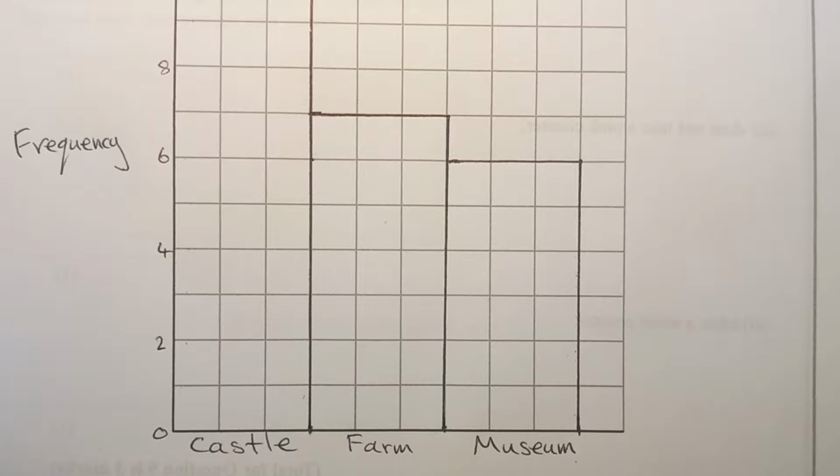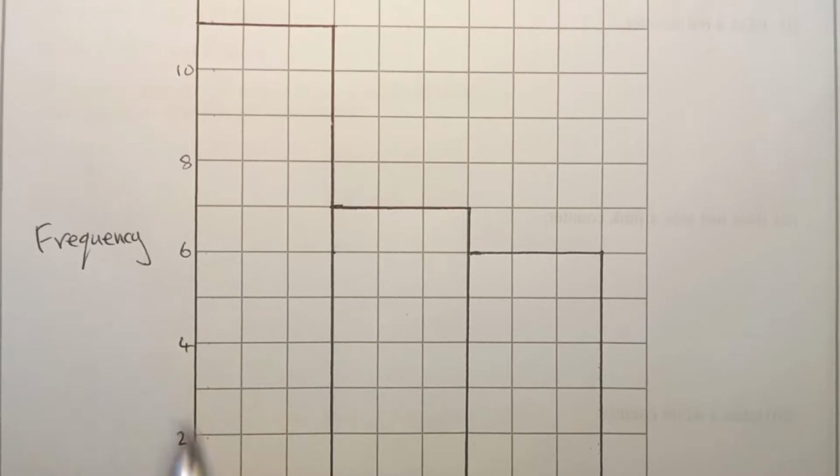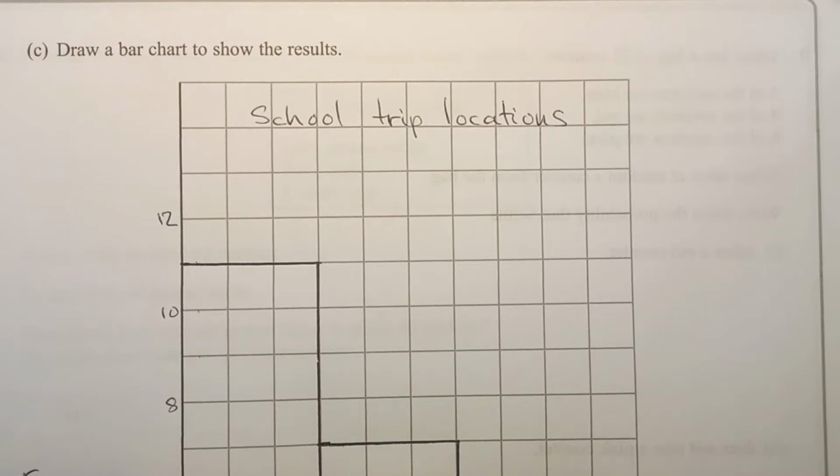There you go. So we've got our values plotted. We've got our labels on both axes. We've got a title. And that's everything we need.